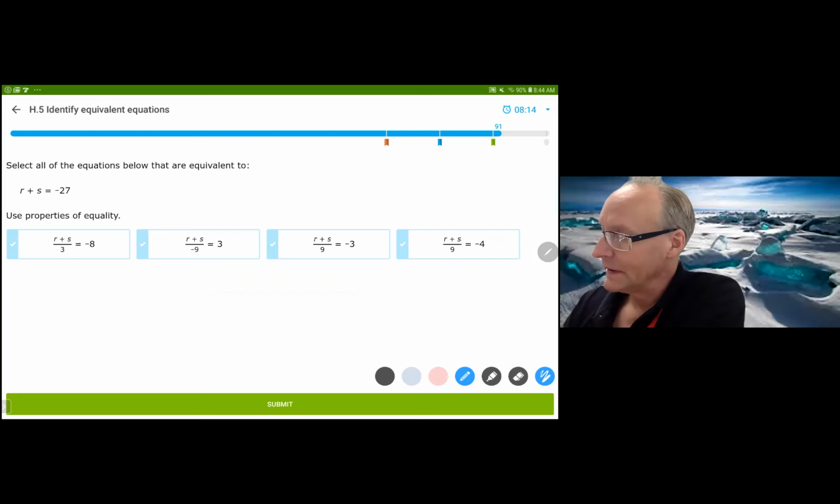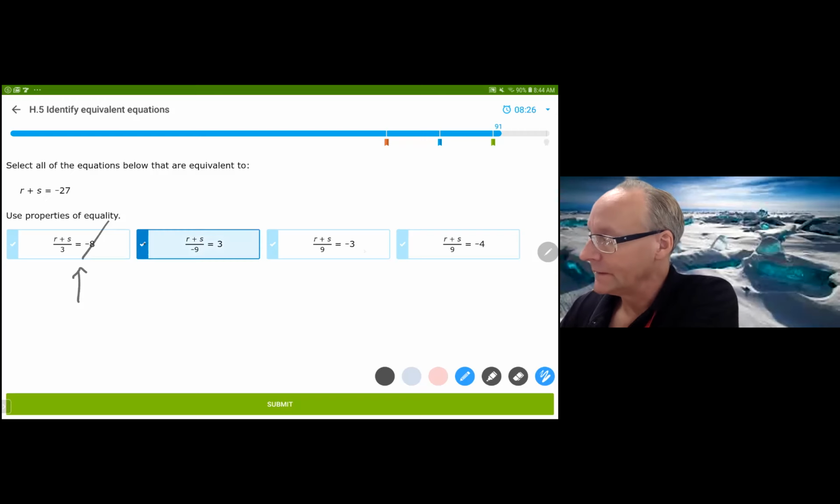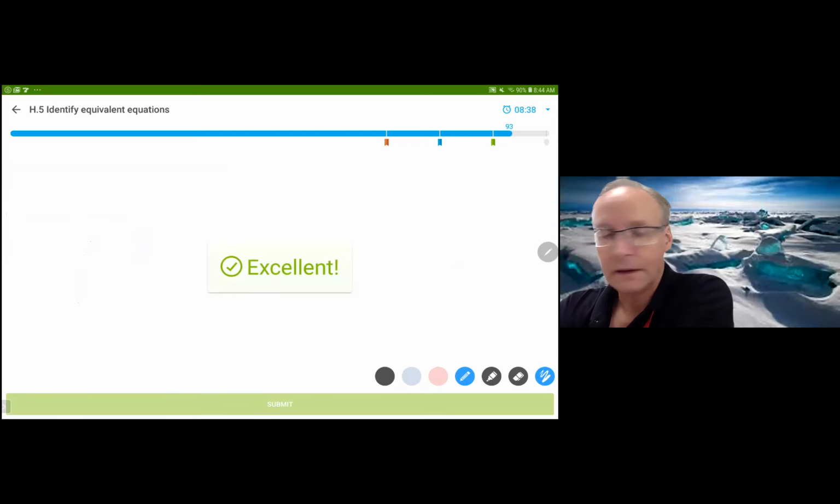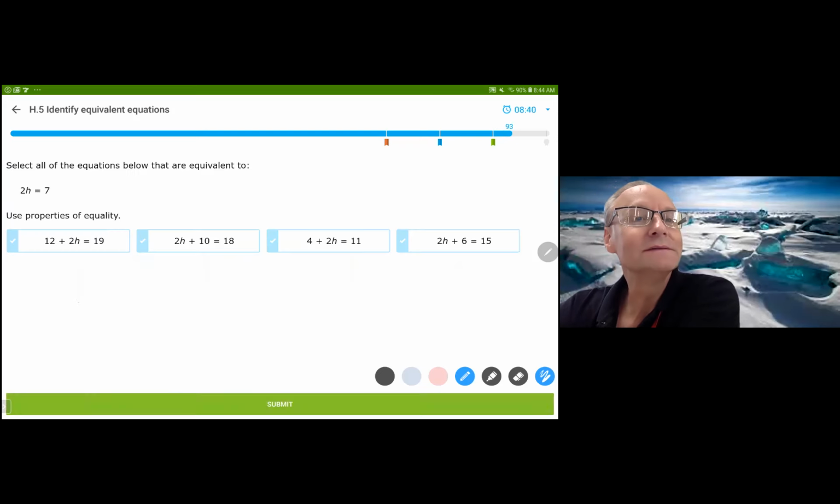Silly. All right. In this first one, we divided by 3 on both sides, but no, that would have been negative 9. In this one, we divided by negative 9 on both sides, which is correct. In this one, we divided by positive 9 on both sides, which is also correct. And in this last one, of course, if we divide by positive 9, we better not get a different answer. Looks good now. And looks like we've got a few more.